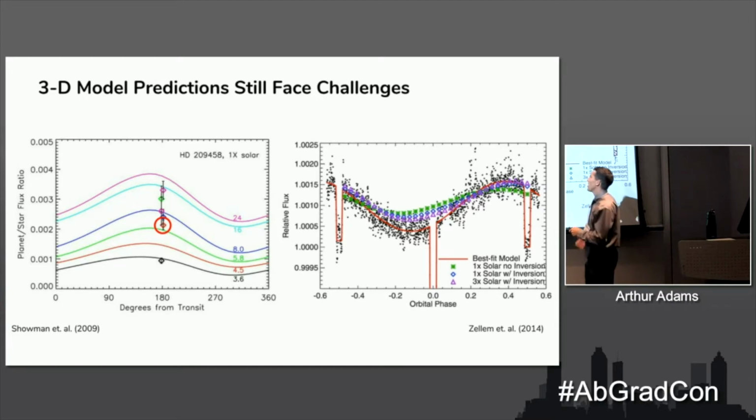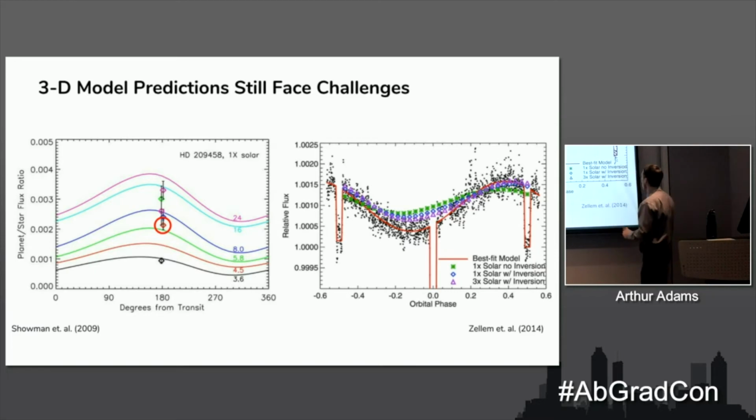So here I'm going to show some predictions from a very influential model from Showman et al. in 2009. They used one of these 3D models to model a very well-studied hot Jupiter called 209458. Here you're seeing the model curves in the Spitzer infrared bands, and I'm highlighting in red the 4.5 micron model curve. At that time, we weren't able to reproduce the eclipse depths. So we have a sophisticated technique, but we're missing something when we compare it to these data points.